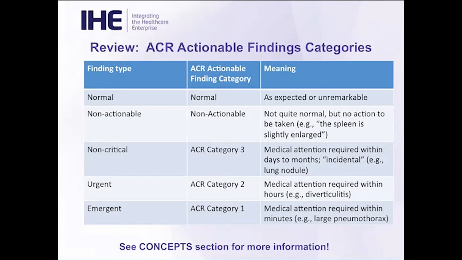So as a quick review, before we jump into other things, the ACR and ESR define actionable finding categories as normal, non-actionable, which means that it's not quite normal, but there's no action to be taken. A category 3, which is often called an incidental finding, which means follow-up required within days. Category 2, which is urgent, meaning action required within hours. And then category 1, which is emergent, which means attention required within minutes.